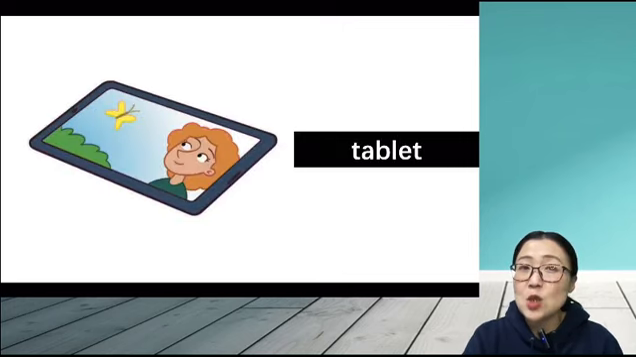Tablet. So what is a tablet? Tablet is a kind of computer that you can take everywhere, but you can touch the screen, right? Tablet就是平板电脑。We cannot say iPad, but it has a name. We call it tablet. 有的同学呀，就直接把它叫做 iPad. No, 它的专业的名称啊，就叫做 tablet. You can follow me.